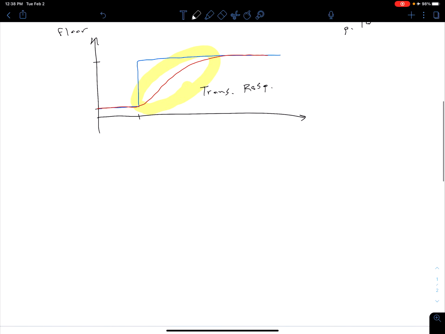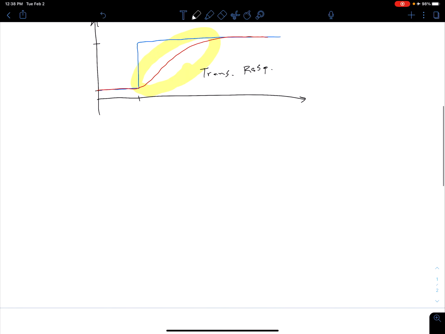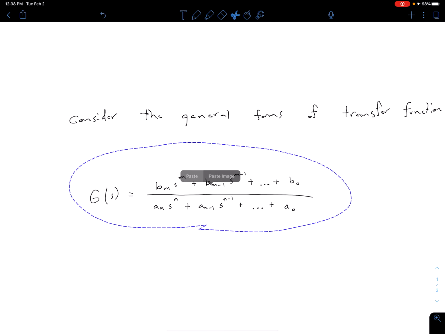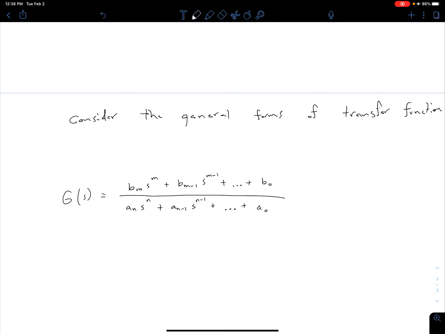Okay, so now that we have a better grasp on that notation, let's go back to our transfer function and talk about the general form. We're going to talk about a couple key things and terms that we need to know before we can get into more details with our time response. So we're going to look at the general form of transfer functions, and we're actually going to look at two. The first one I'm going to put up here is one that we've already seen. This one is our ratio of polynomials.